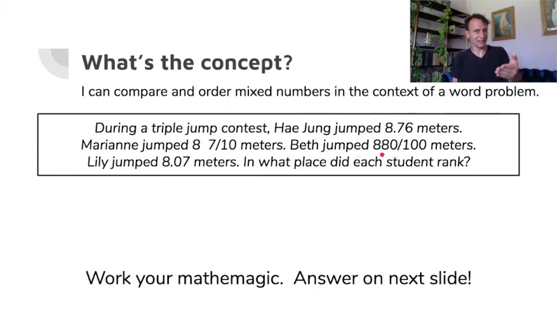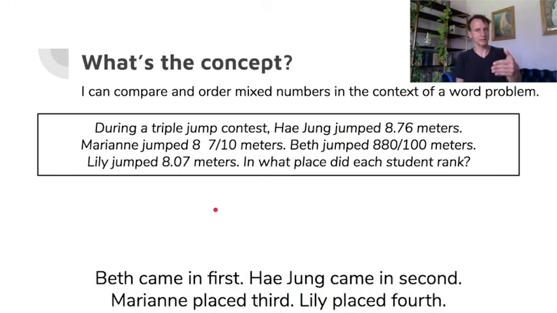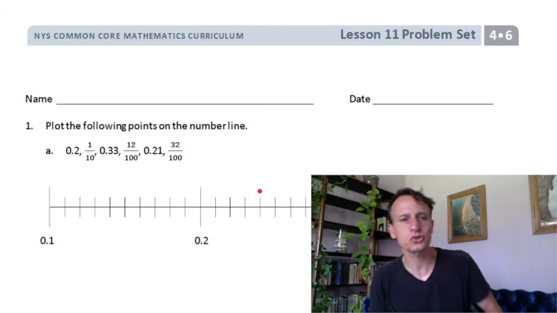8 and 80 hundredths. Who came in next? 8 and 76 hundredths would come next. We said this was 8 and 70 hundredths, and then 8 and 7 hundredths. Here it is. Beth first, Heijun second, Marianne third, and Lily fourth. Excellent. And that brings you to the problem set.